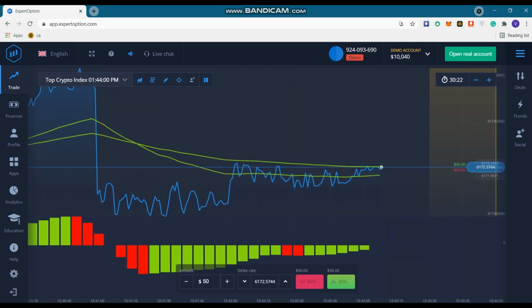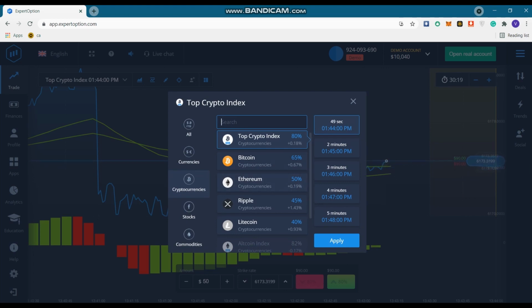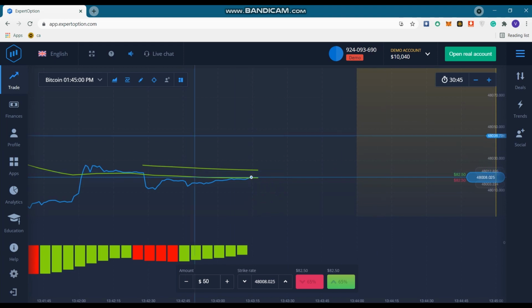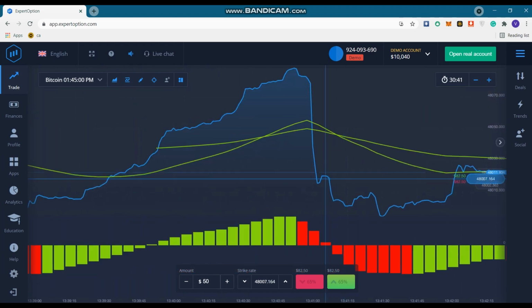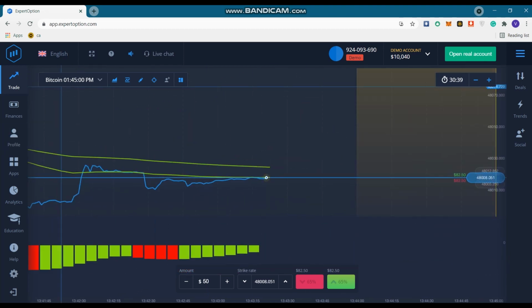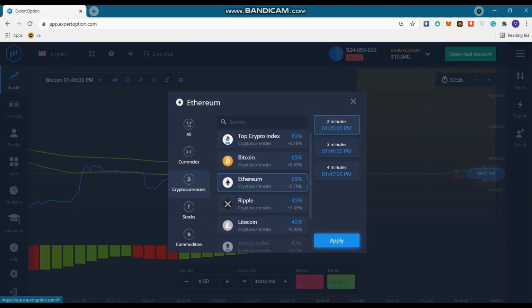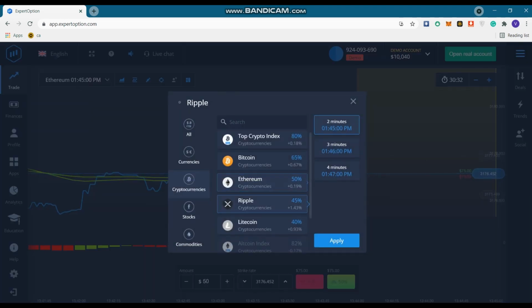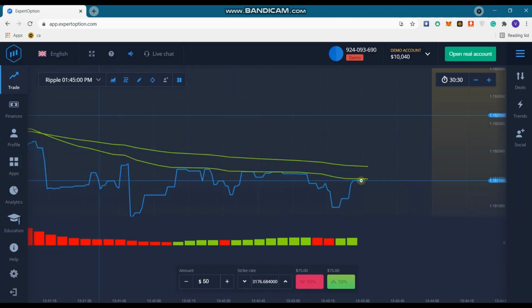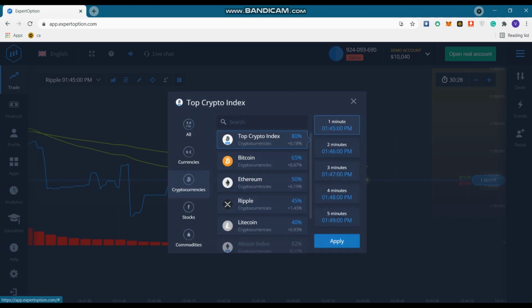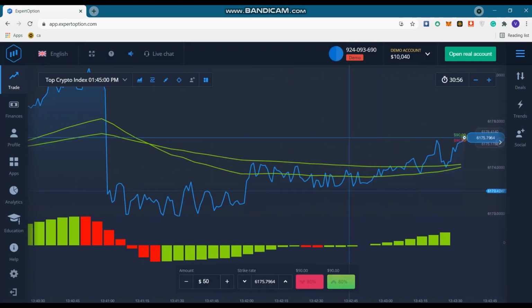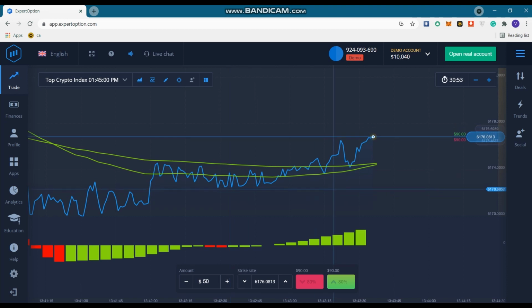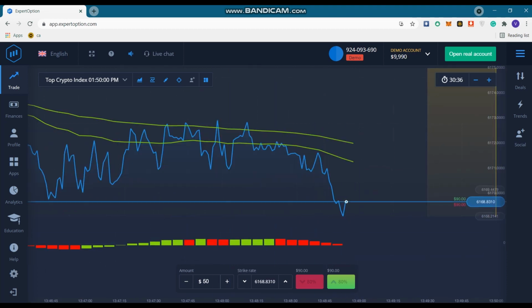Now I'm gonna show you some markets that you shouldn't trade on. As you can see, at this time the Bitcoin's market is very unstable. Never trade in markets like these. You can't predict this kind of market. The Ethereum market is also unstable at this moment. The Ripple coin market is a bit stable. But still, don't trade markets like these. It's very risky to trade in markets like this. Okay, let's go back to trading.